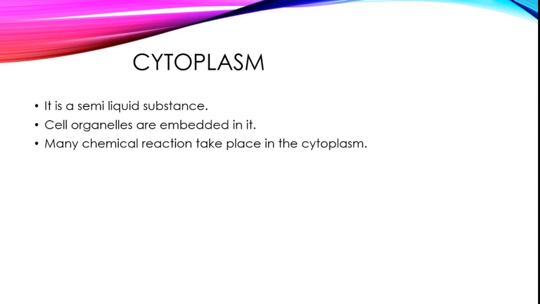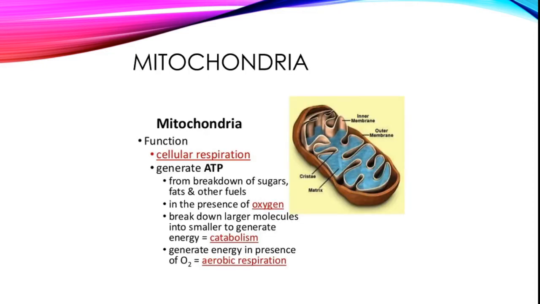Now we come to the cell organelles. The first cell organelle we are going to discuss is the mitochondria. As I discussed earlier, the main function of mitochondria is cellular respiration. As you can see on the screen, it has an inner membrane and an outer membrane, and the grooves present in it are called cristae, and the matrix is present there.